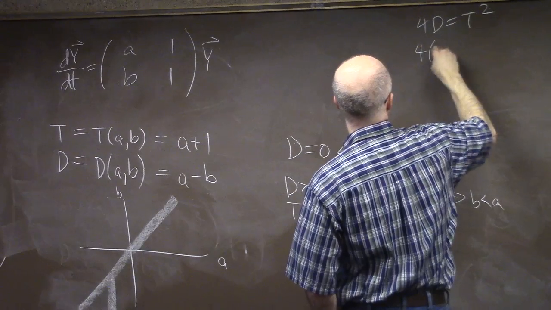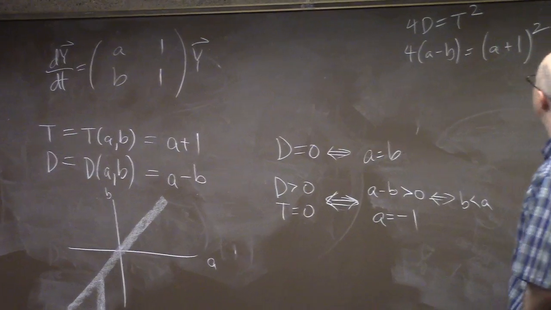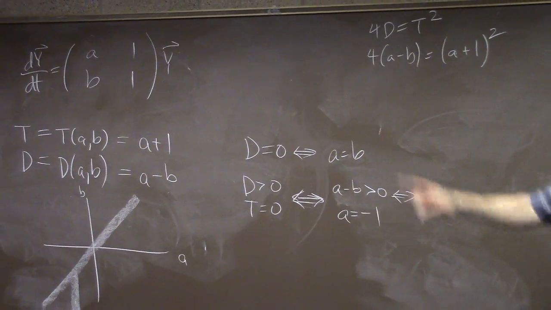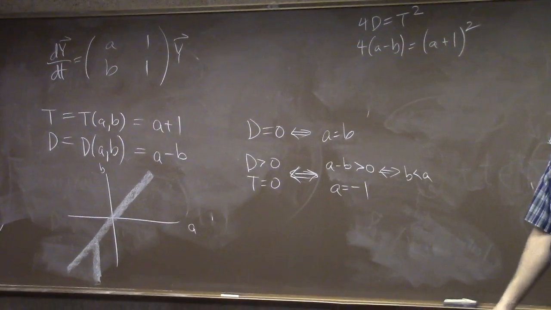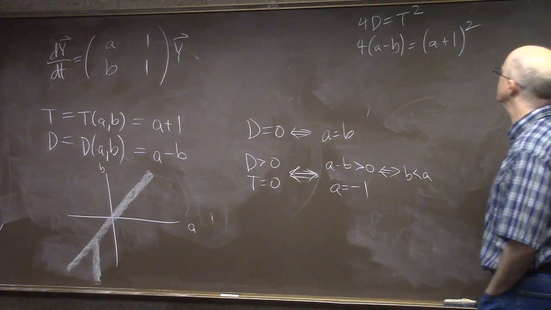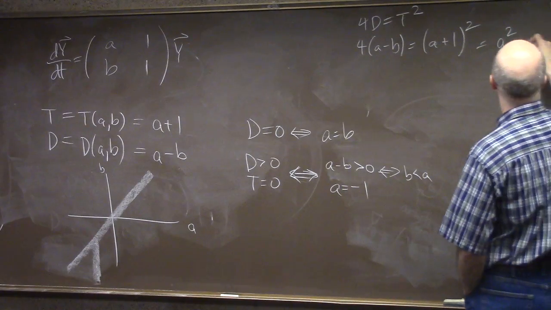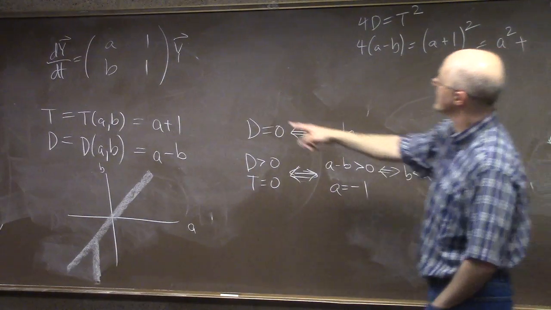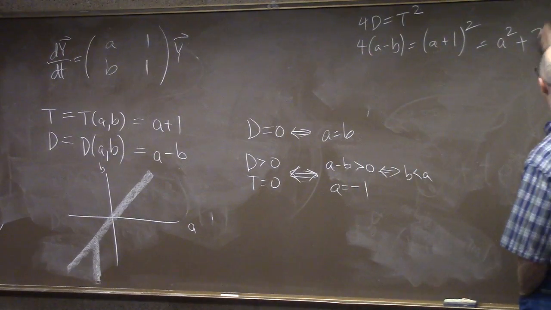D is A minus B, T is A plus 1. If that relationship holds between A and B, we'll be on the repeated root parabola in the TD plane. The system will have a repeated eigenvalue, and probably just one line that consists of straight line solutions. Yeah, it won't be a diagonal matrix because of the one up here. So definitely you only have one line of straight line solutions.